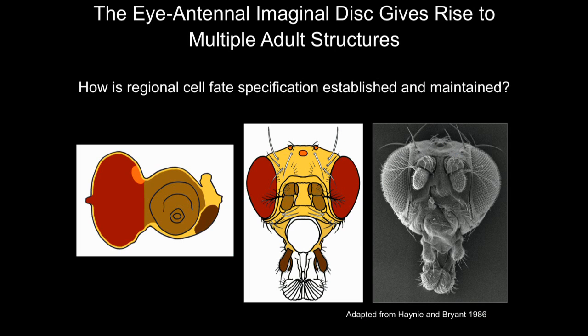However, unlike the name would suggest, the eye-antennal disc does not just give rise to the eye and antenna, but rather multiple adult structures, including the ocelli, nearly all of the surrounding head capsule and bristles, and the maxillary palp. And so because all of these adult structures initially arise from the same set of cells, one very broad question that our lab is interested in addressing is how regional specification is established and maintained in this disc.